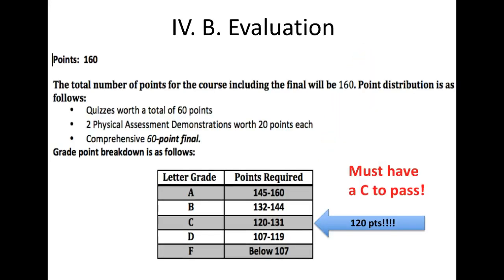Grading for the course. The total number of points for the course, including the final exam, is 160 points. The distribution is there are quizzes worth a total of 60 points. There are 2 quizzes worth 30 points each. There are 2 physical assessment demonstrations that are worth 20 points each, and then you have a comprehensive final exam, which is worth 60 points.